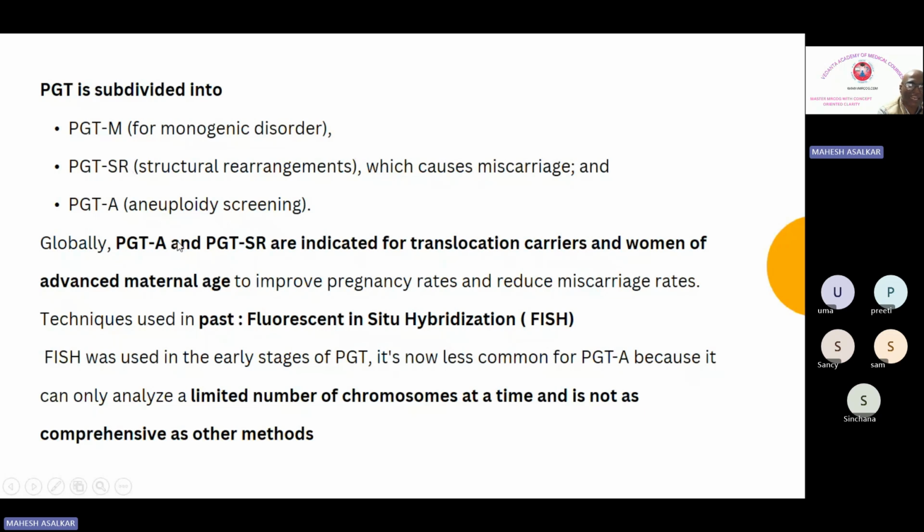Globally, PGTA and PGTSR are indicated for translocation carriers and women of advanced maternal age to improve the pregnancy rates and reduce the miscarriage rates. We have just seen in the recurrent miscarriages. Okay, so if at all we want to do PGT, we can go ahead with the PGT SR for translocation carriers, etc. And advanced maternal case, we may go ahead with the PGTA.